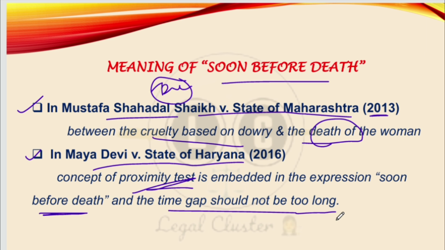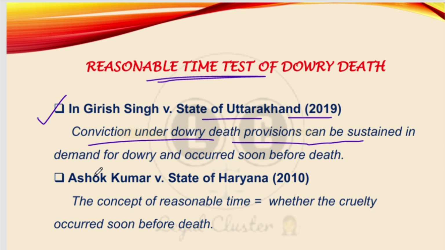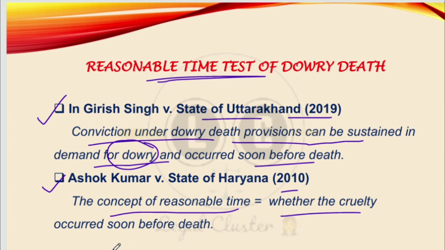Here I would like to mention two more case laws on the reasonable time test of dowry death. In Girish Singh v. State of Uttarakhand 2019, the Supreme Court held that conviction under dowry death provisions can be sustained only when cruelty or harassment was for or in connection with demand for dowry and occurred soon before death. Further, in Ashok Kumar v. State of Haryana 2010, the court observed that the concept of reasonable time is the best criterion to determine whether the cruelty occurred soon before death.